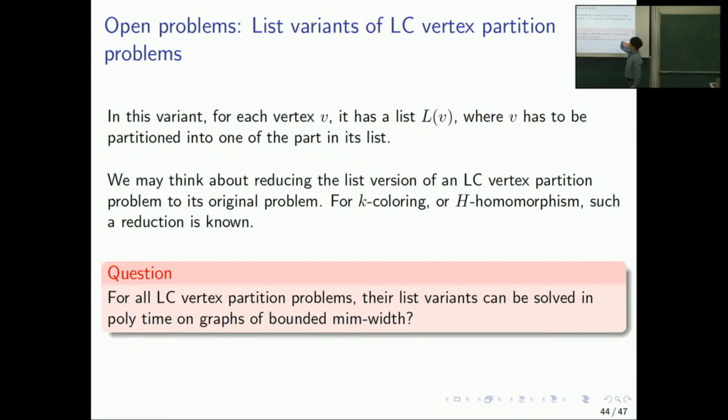Recently we observed that list k-coloring can be reduced to k-coloring by adding a k-clique. So you have a problem on graph G for list coloring, but then you can reduce to k-coloring by adding a k-clique, where vertex 1 is adjacent to all the vertices without 1 in their list, and so on. Because k is a fixed constant, adding a k-clique doesn't increase the Mim-width too much, only by a constant. Also, for H-homomorphism there is a known construction, but for every locally checkable vertex partition problem, can you do something? So this is also a general question.